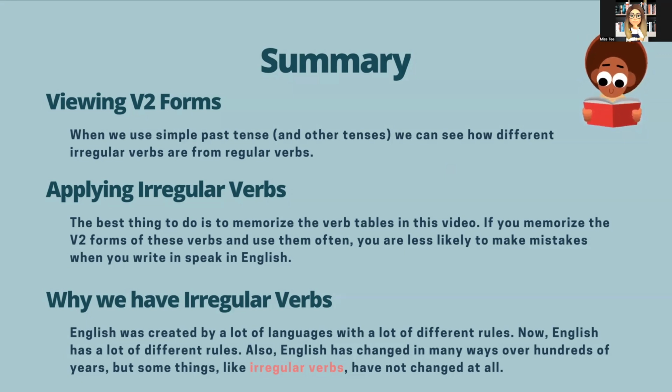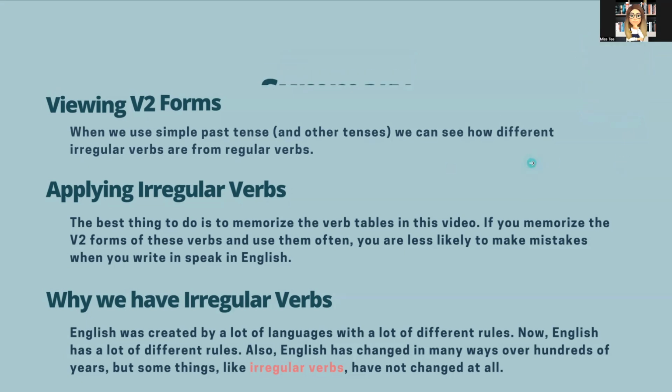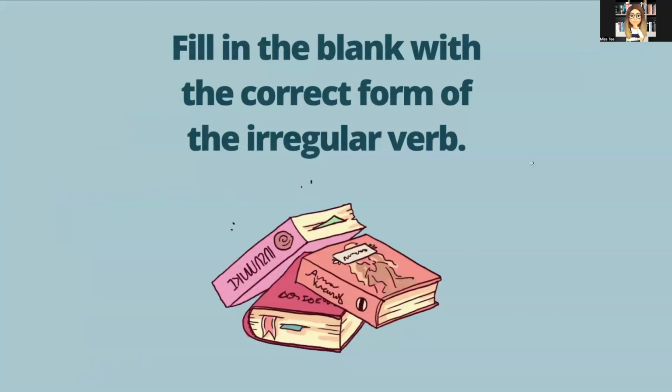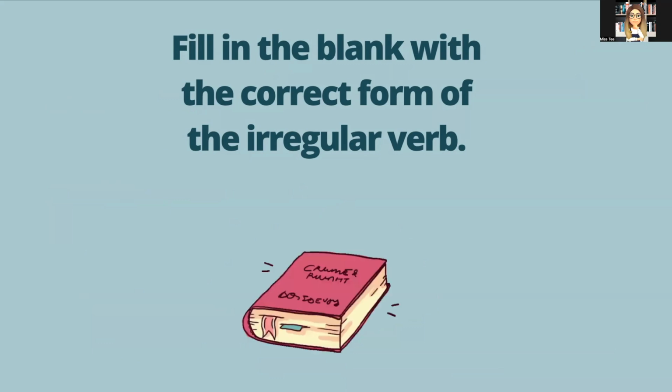And why do we have irregular verbs? Well, what we've just most recently learned, English was created by a lot of languages with a lot of different rules. Now English has a lot of different rules. Also, English has changed in many ways over hundreds of years, but some things like irregular verbs have not changed at all. So that is a little bit of a summary there for you. Now, let's see what you remember. So fill in the blank with the correct form of the irregular verb.